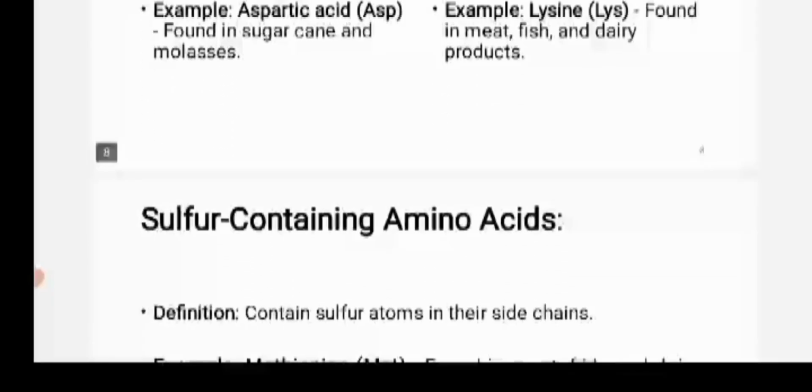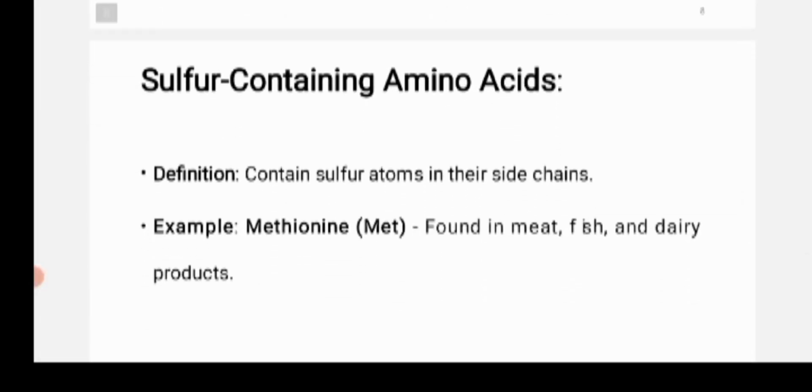What are sulfur containing amino acids? The sulfur containing amino acid has sulfur atoms present in the side chain. What is the sulfur group? The sulfur is present in the side chain. Along with it, they contain the carboxyl group, the amino group and hydrogen. Instead of the R group, they have the sulfur group.